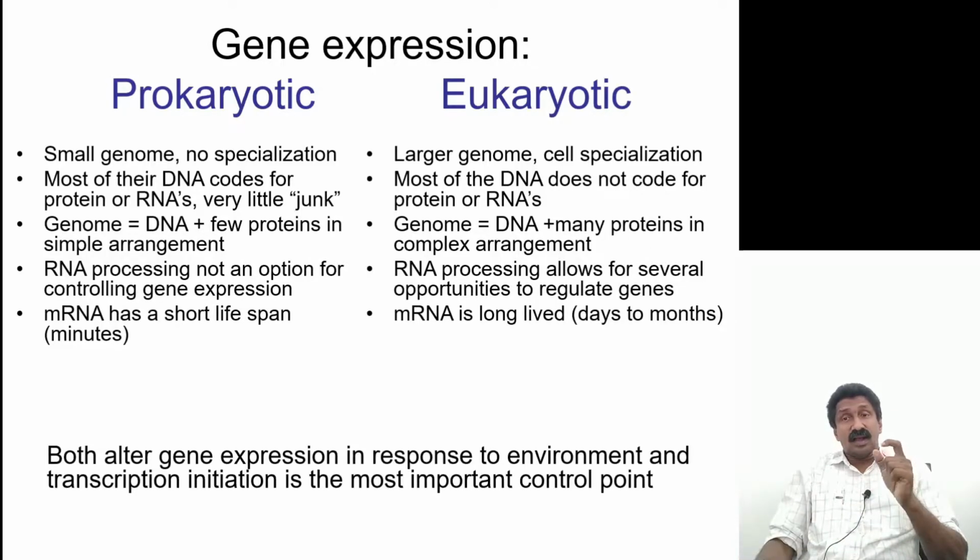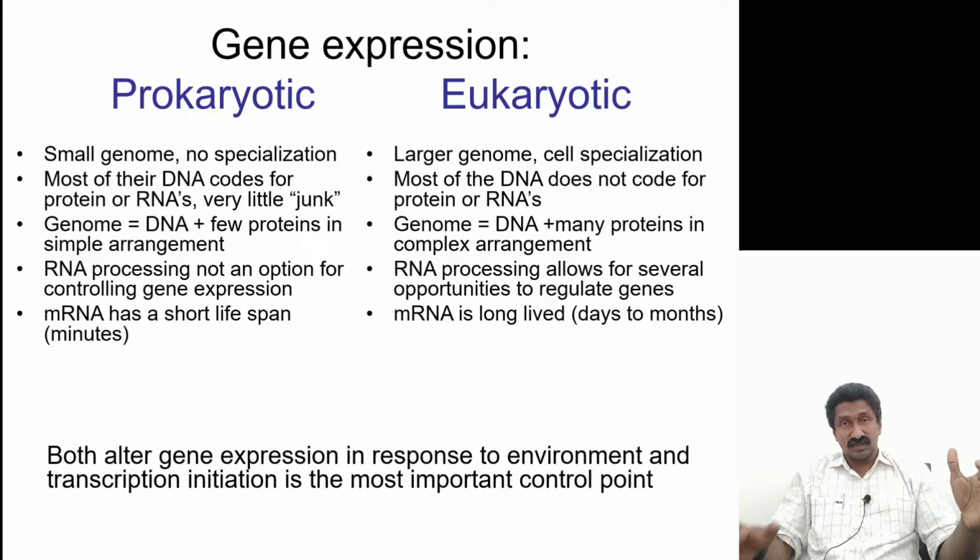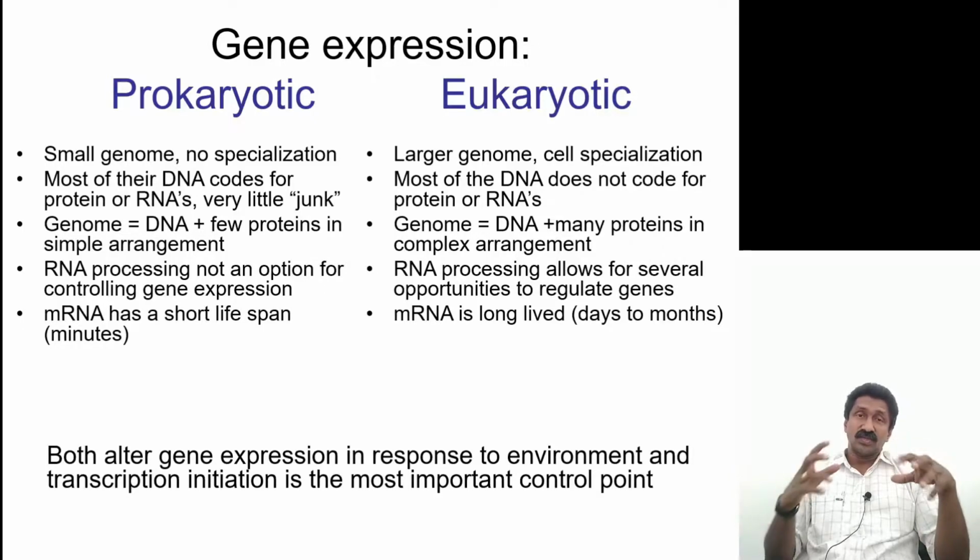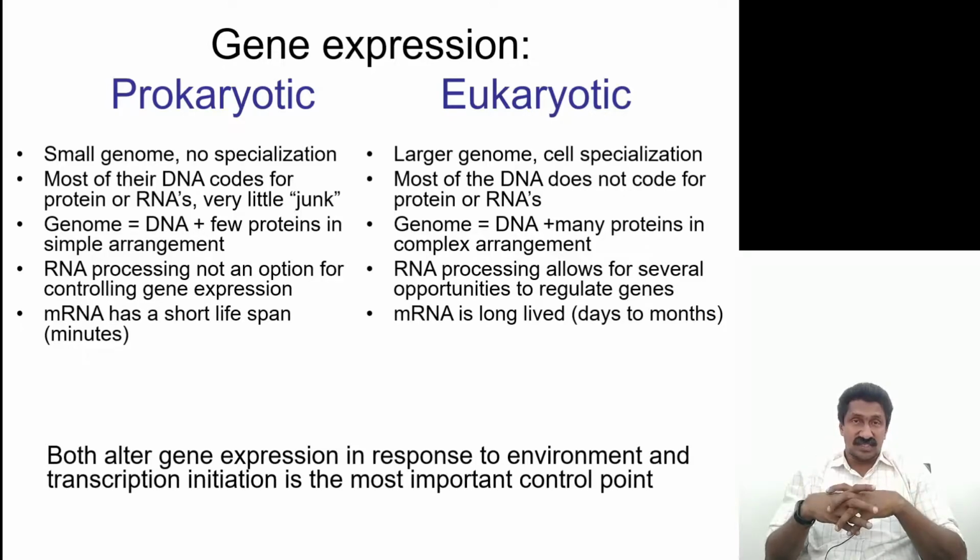Then RNA processing is not an option for controlling gene expression in prokaryotes, whereas RNA processing is a major phenomenon occurring in eukaryotic gene expression, and there are control elements, or gene regulation possibilities, at that stage in eukaryotes. So RNA processing allows for several opportunities to regulate the genes in eukaryotic systems.